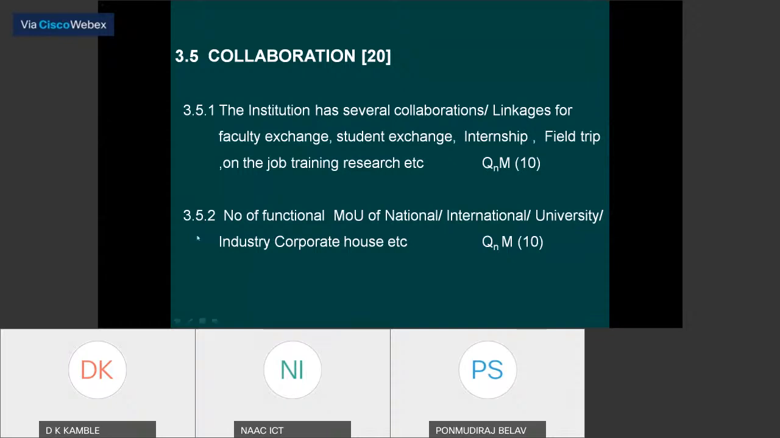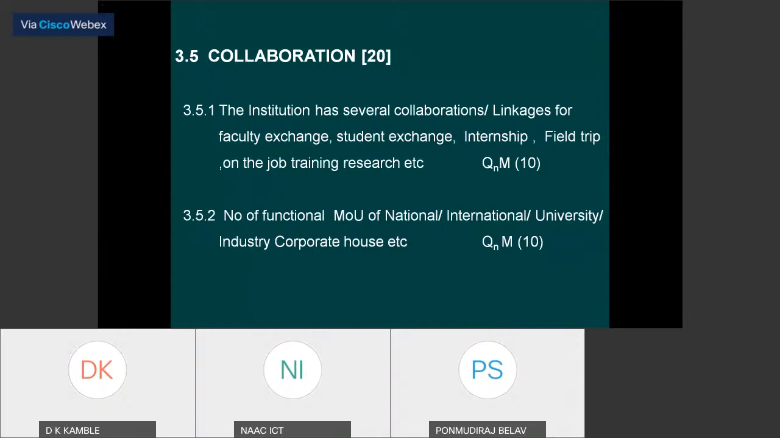Then coming to next, 3.5.2. Number of functional MOUs, meaning memorandum of understandings, whether it is national or international, or any university level or any industry corporate house. That document should be on the MOU only. And the top name should be memorandum of understanding, your institution name, then the other organization with which you are getting the MOU, those two organization names, then the agreement, then lastly the two parties' seal and signature with date.